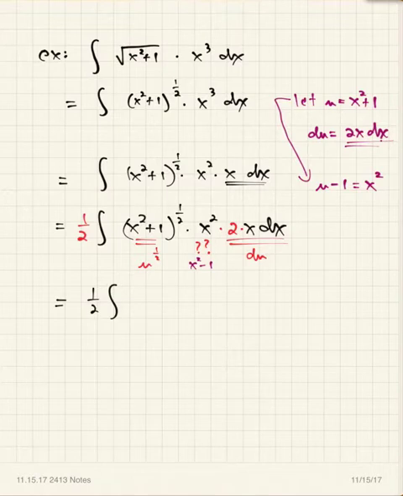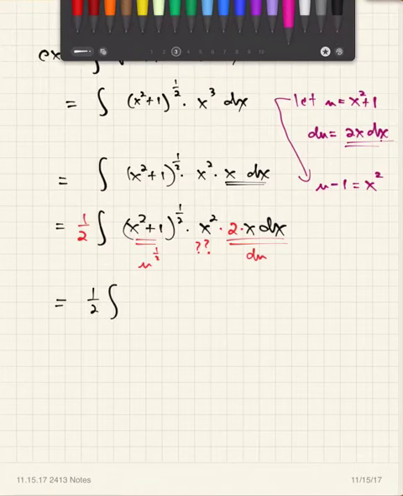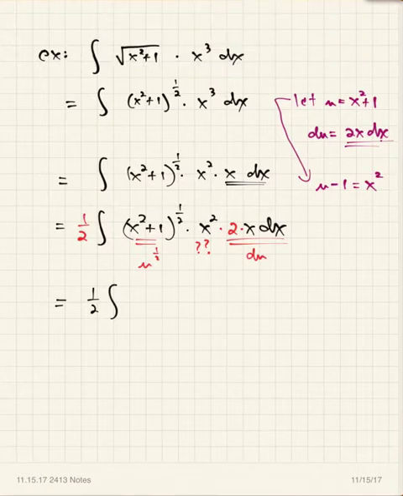I wrote x squared minus 1 there. That's not true. What is u equal to right there? x squared is equal to u minus 1. That's better. I don't think I wrote it correctly before. All right, so let's see what we've got.